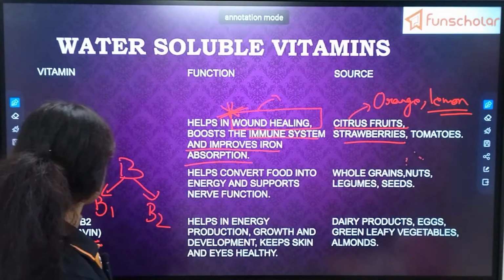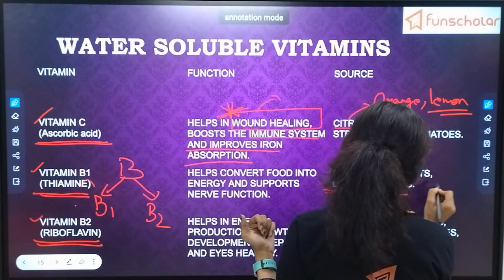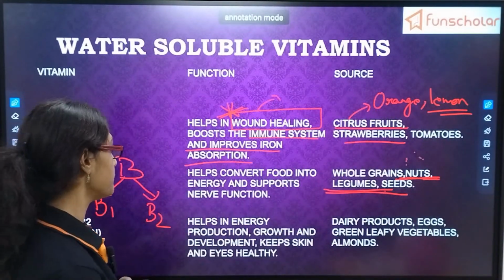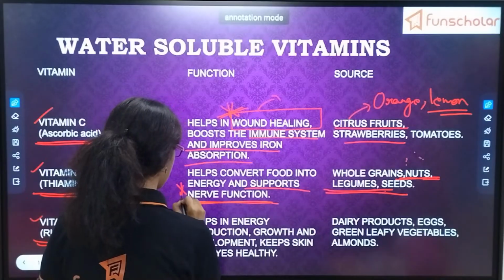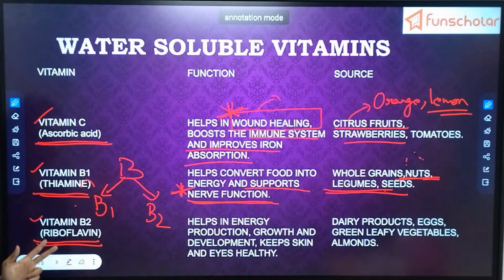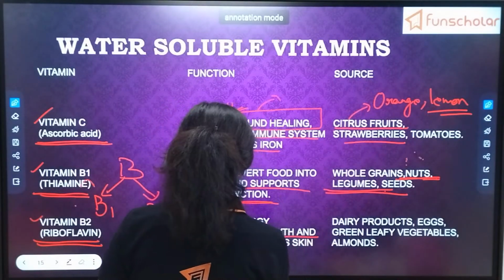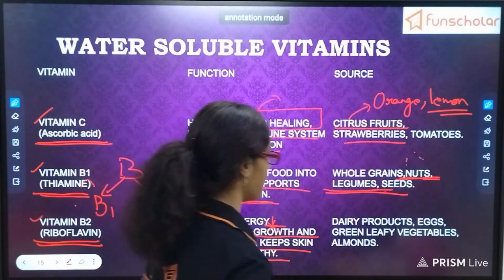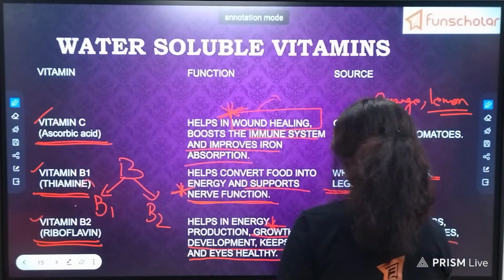Okay. The best example of vitamin B1 is legumes and nuts. It helps to convert food into energy and supports nervous function. This line is very important: nervous function. Vitamin B2 or riboflavin helps in the development and growth of skin and keeps our eyes healthy. This is very important. And it is found in dairy products, almonds, green leafy vegetables.